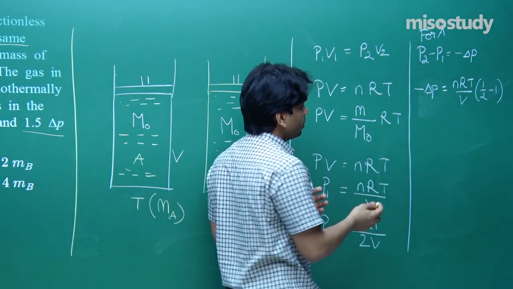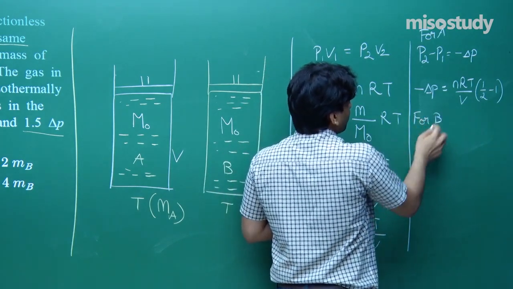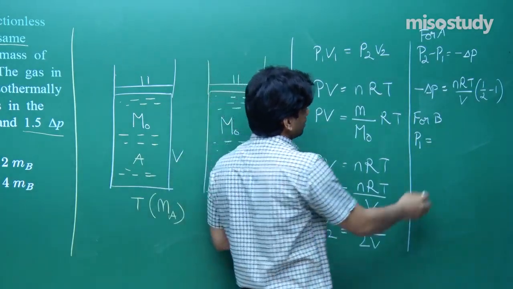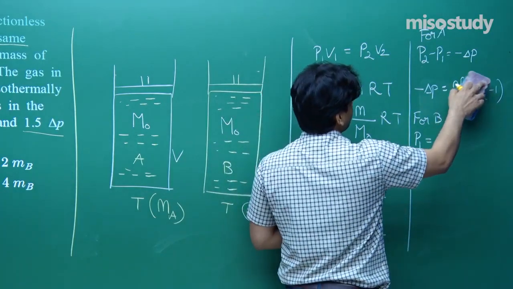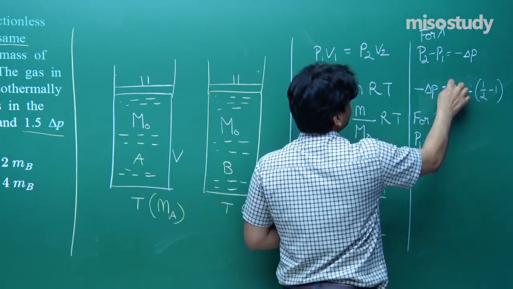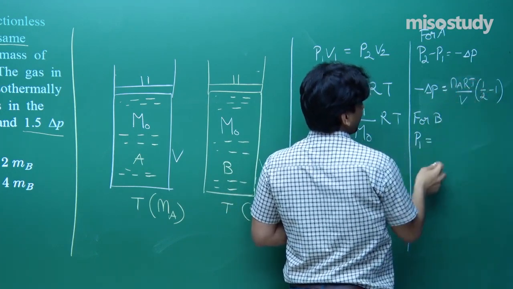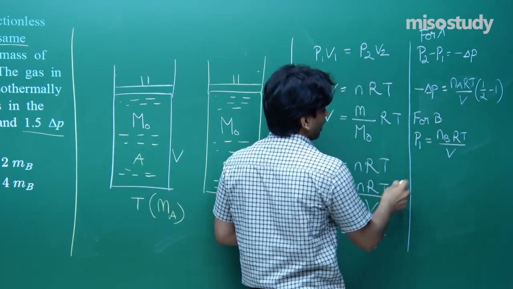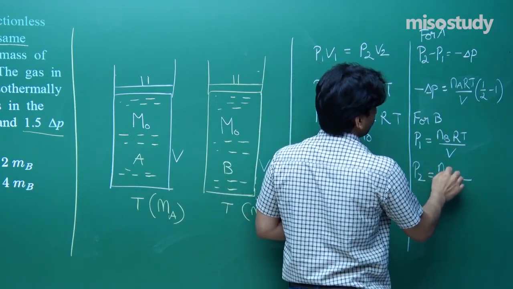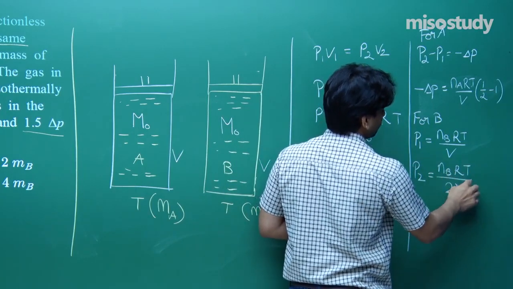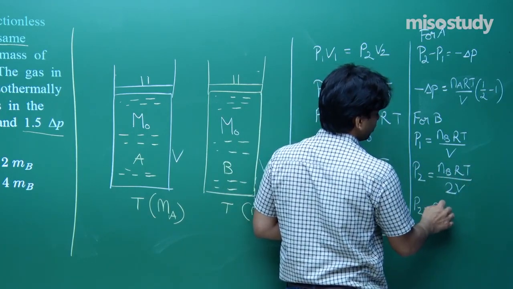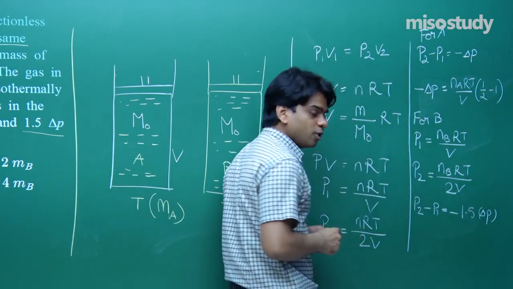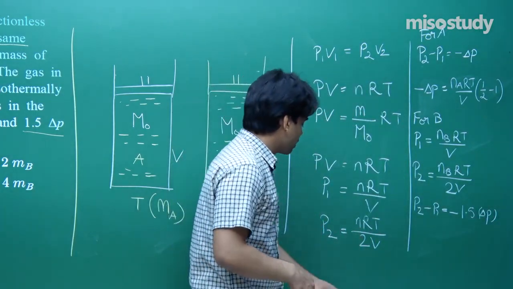Similarly for B, now you see for B, initial pressure will be still number of moles divided by, and this is number of moles for A, let me keep here separately, number of moles of A RT, and here P1 will be number of moles of B RT by V, and P2 will be number of moles of B RT by 2V. So similarly again change in pressure P2 minus P1 is equal to minus 1.5 delta P, because final pressure will be reduced. It's given 1.5 delta P, it will be reduced, so I am using minus sign.